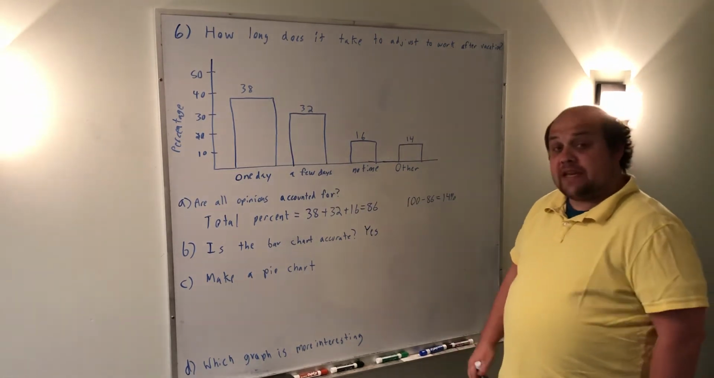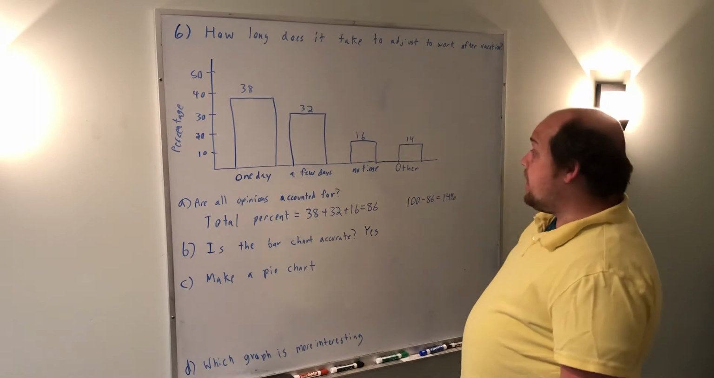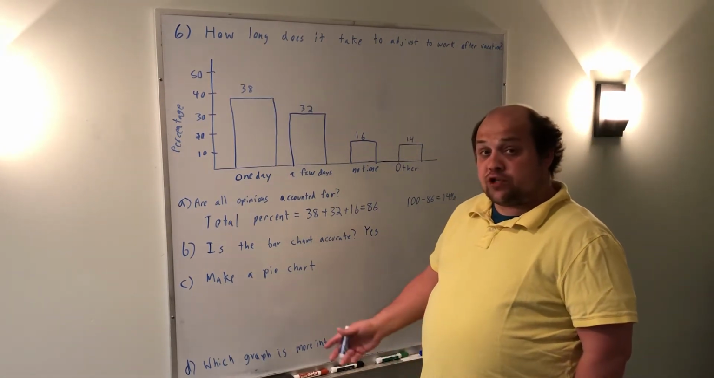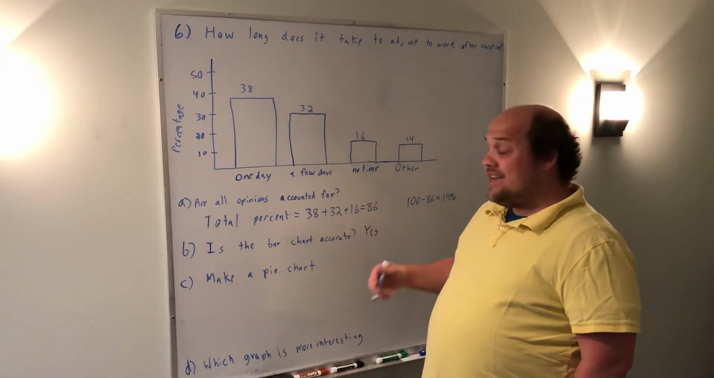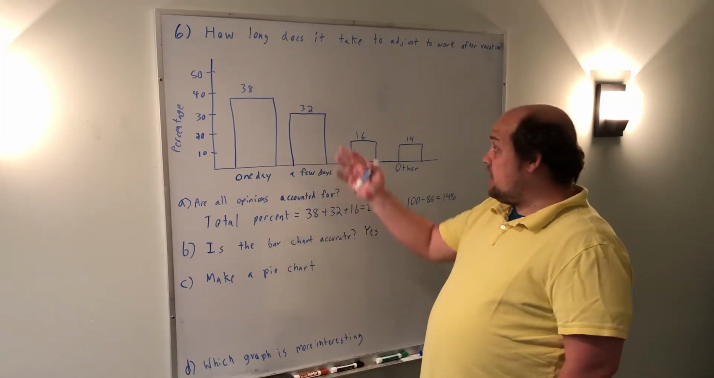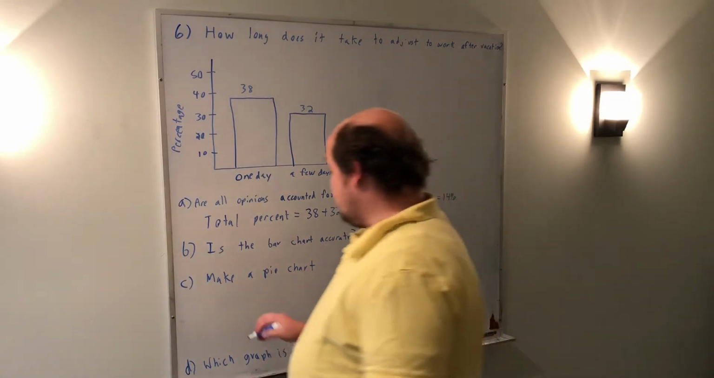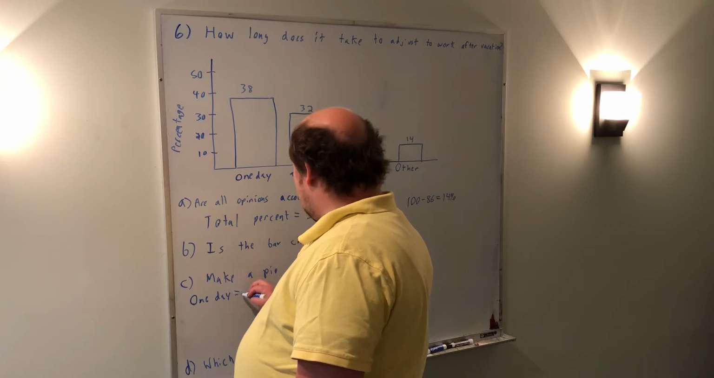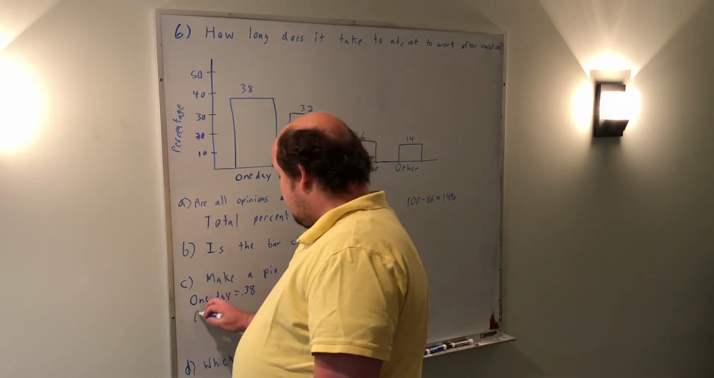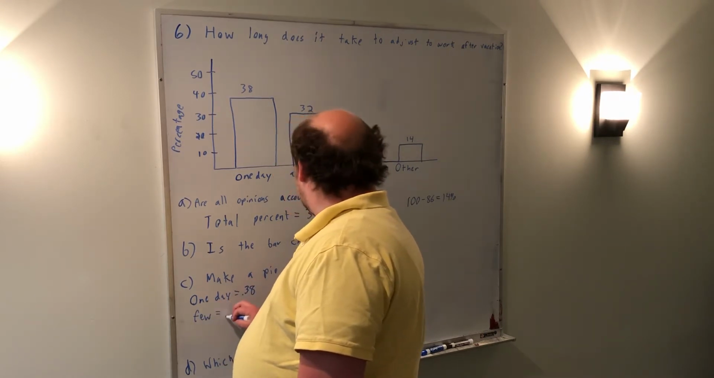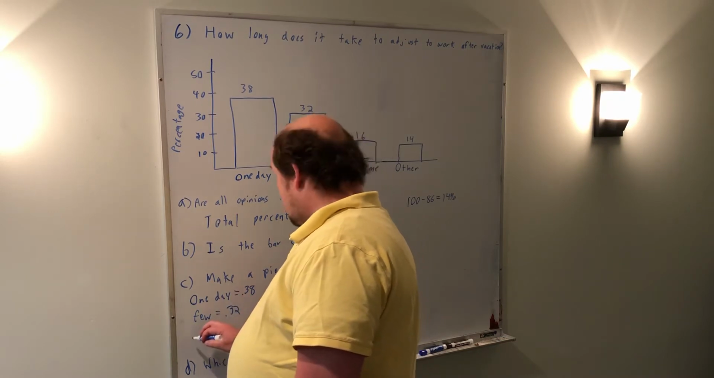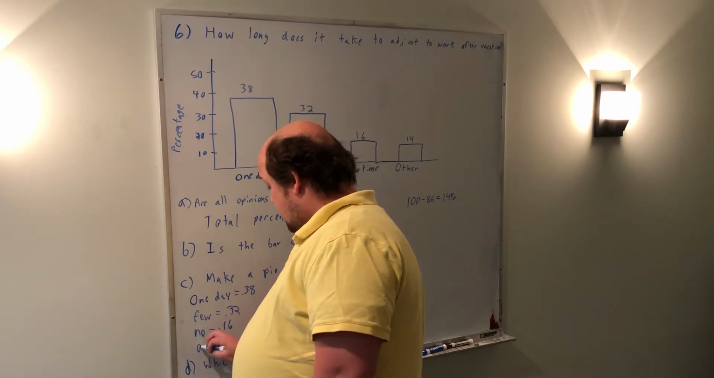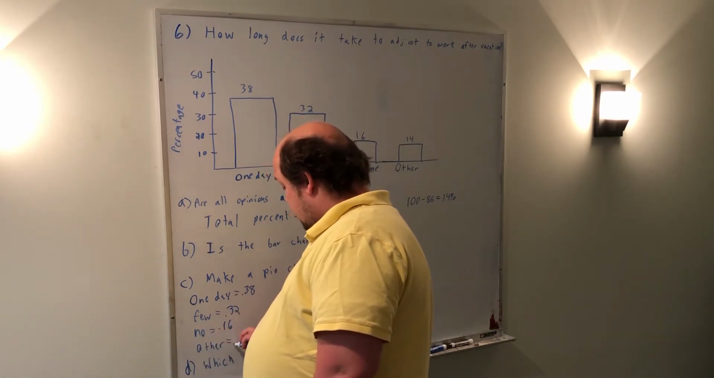Make a pie chart from the data. If we're asked to make a pie chart here, normally we'd want to calculate what the proportions were, so we'd want to take part over total. In this case, since it's out of 100%, we can just change these to decimals. We know that 1 day is going to equal 0.38, few is going to equal 0.32, no time is going to equal 0.16, and other is going to equal 0.14.